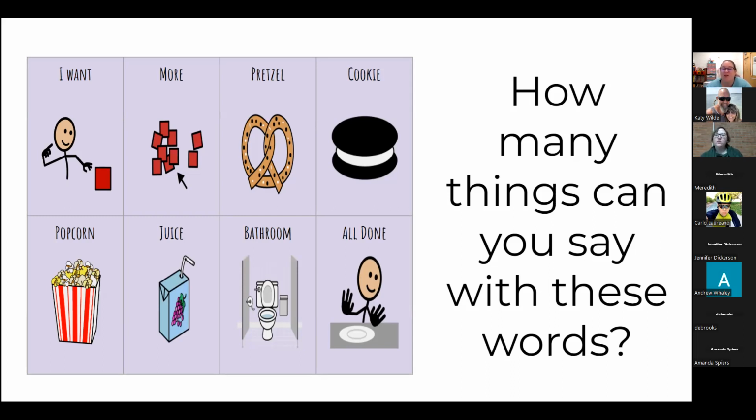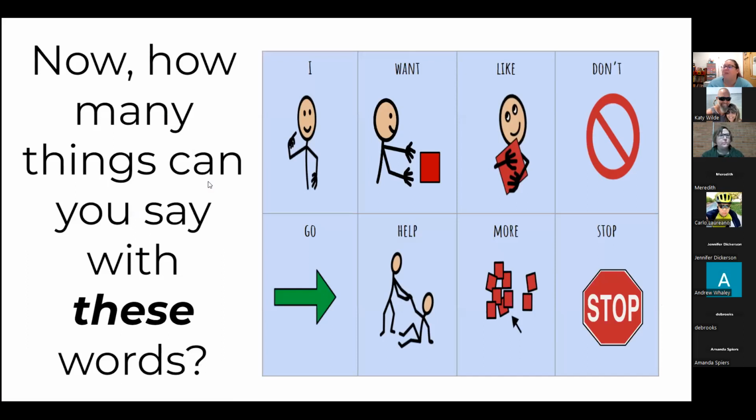This is kind of typical of what we may see on some initial communication boards. You know, we've got some snacks, we've got bathroom, finished, more. So it's got some vocabulary on there, and you can absolutely create, you know, I want more juice, I want all done, I want bathroom. So yeah, there are definitely things that you can communicate. But now, looking at my computer, there we go.